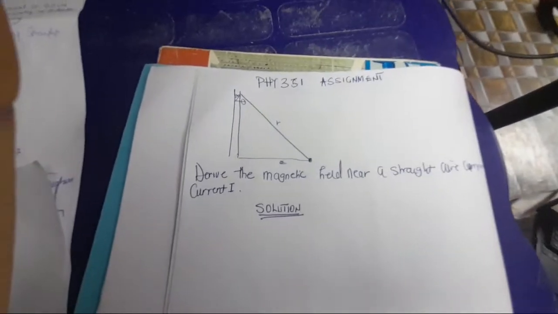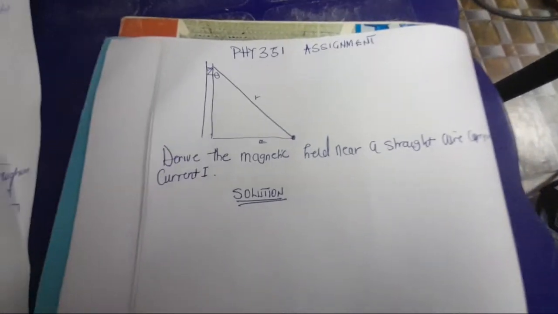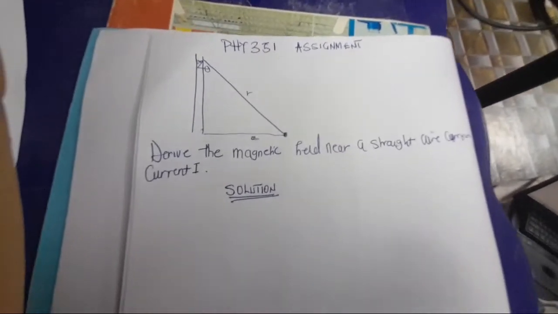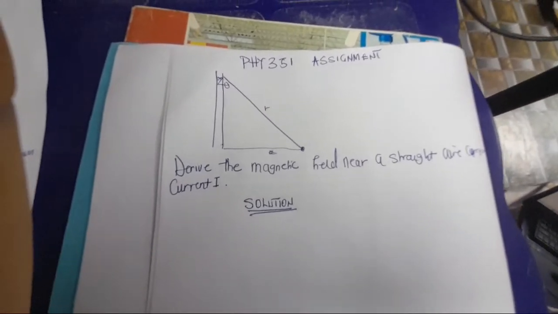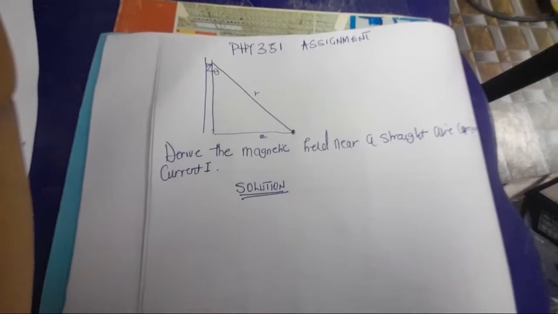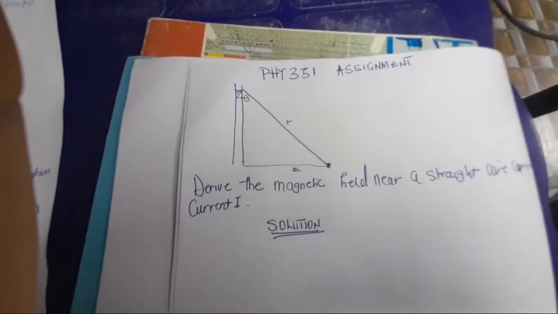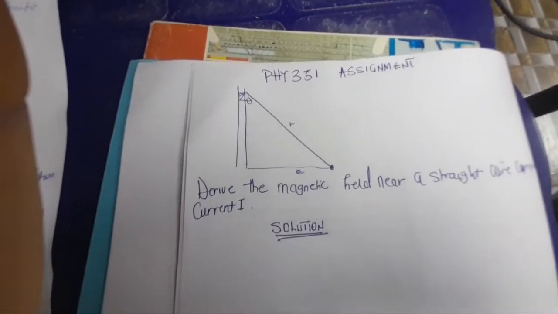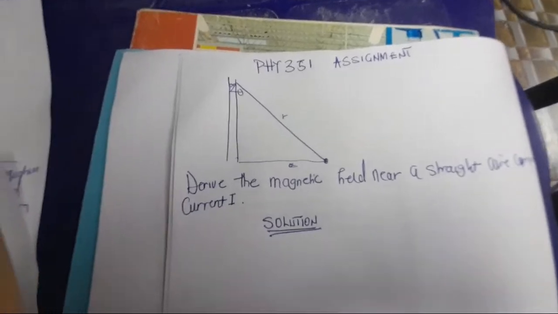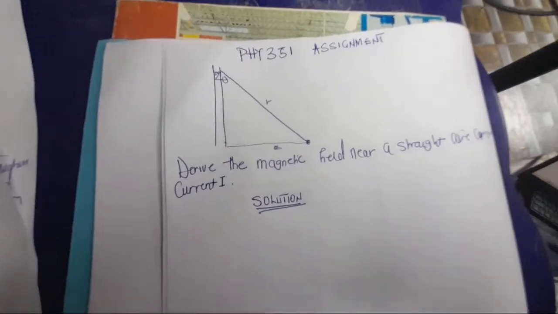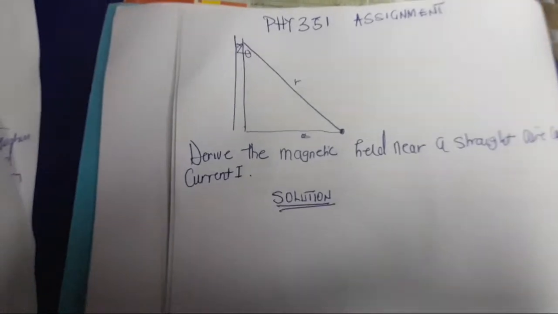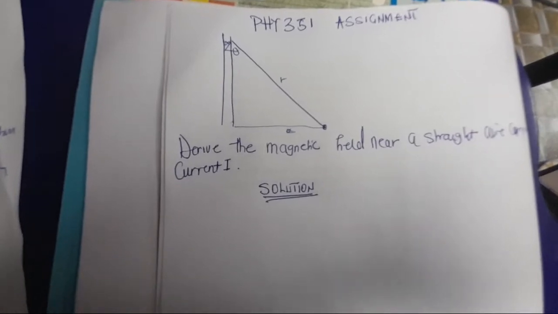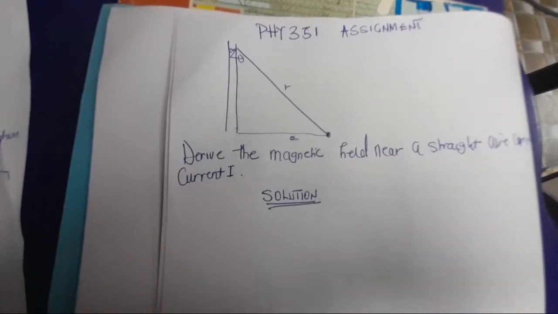Here it says, derive the magnetic field near a straight line carrying current I. Now this is an example. It's a question on Biot-Savart law. And what's Biot-Savart law? Biot-Savart law states that the magnetic field due to a current carrying conductor at a distant point is inversely proportional to the square of the distance between the conductor and the point, and directly proportional to the length of the conductor carrying current.